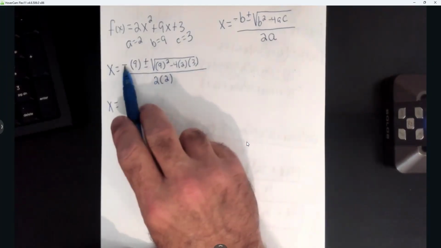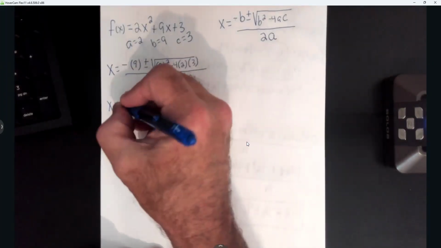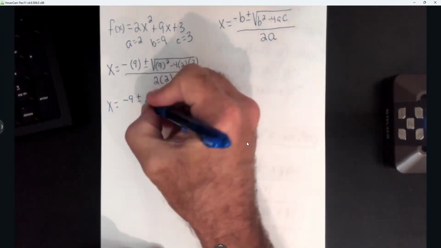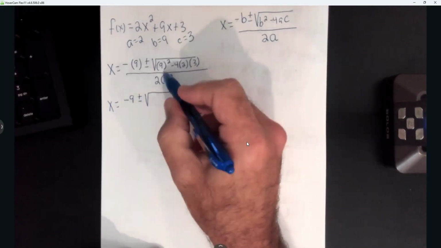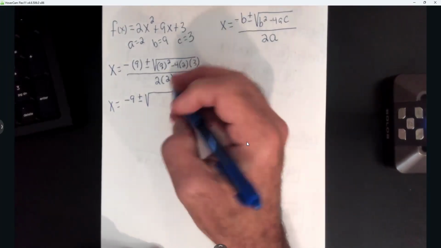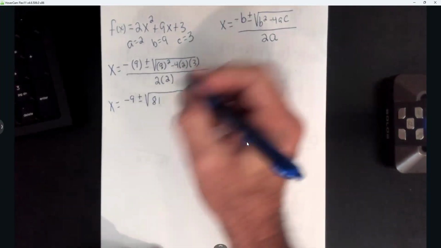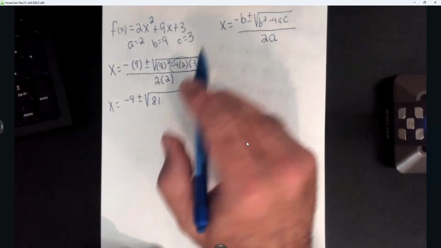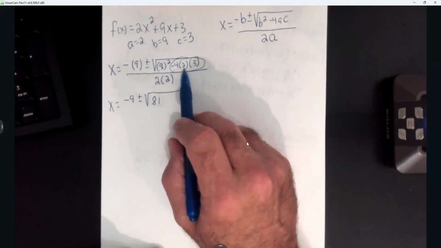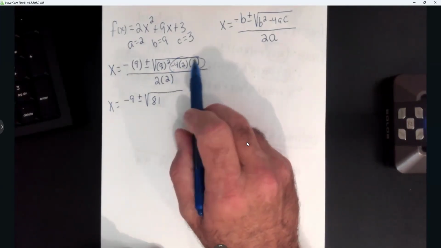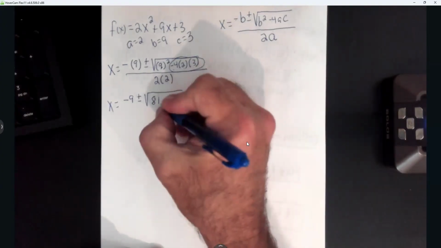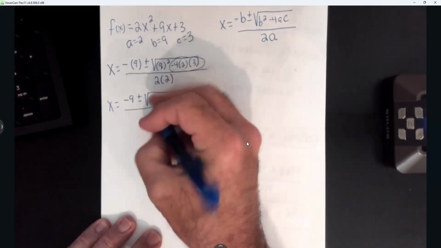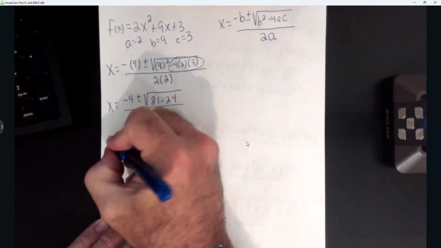So now we're just simplifying. Negative times a 9 makes that a -9, plus or minus. Under my square root, let's see what I got. 9 squared is 9 times 9 is 81. Everything over here is being multiplied. So -4 times 2 is -8. -8 times 3 is -24. And y'all, that's all over 2 times 2, which is 4.